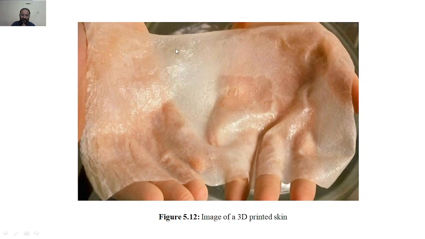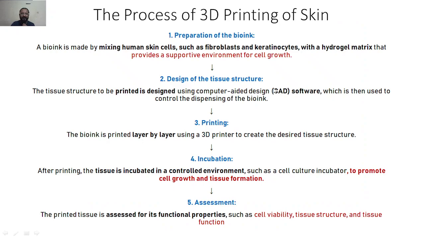Okay, it looks exactly like what skin looks like. So the process of 3D printing, first thing, preparation of bioink. First you need to prepare bioink. Bioink is made by mixing human skin cells. Now bioinks are, again, biomaterials, polymers, ceramics and all, but here it is skin, so we need to have human skin cells.